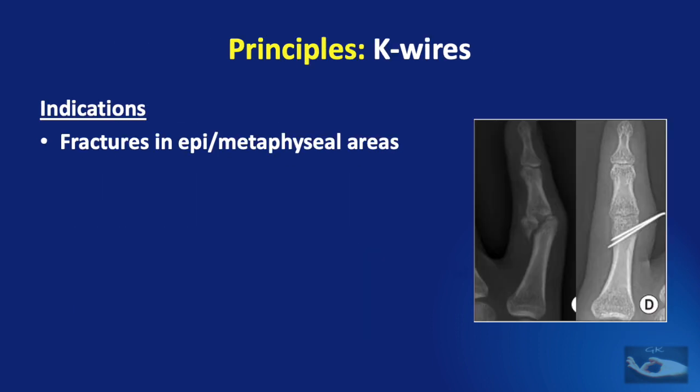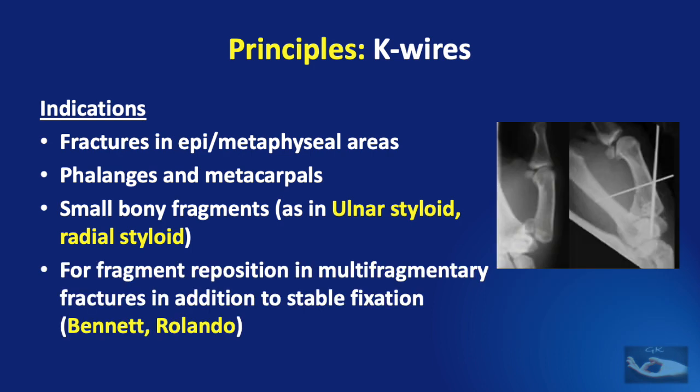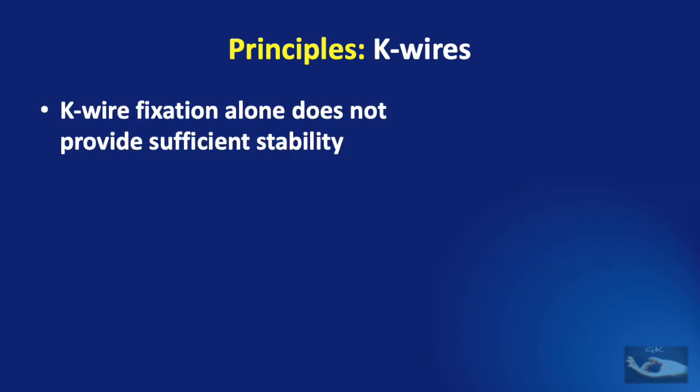K-wires can be used in the fixation of hand fractures in the epiphyseal or metaphyseal areas of the phalanges and metacarpals. They can also be used for small bony fragments as in fracture of the ulnar styloid or radial styloid, and for fracture repositioning in multi-fragmentary fractures in addition to stable fixation, like for instance in Bennett fracture or the Rolando fractures. We need to remember that K-wire fixation alone does not provide sufficient stability. That is why it is called coaptive fixation.